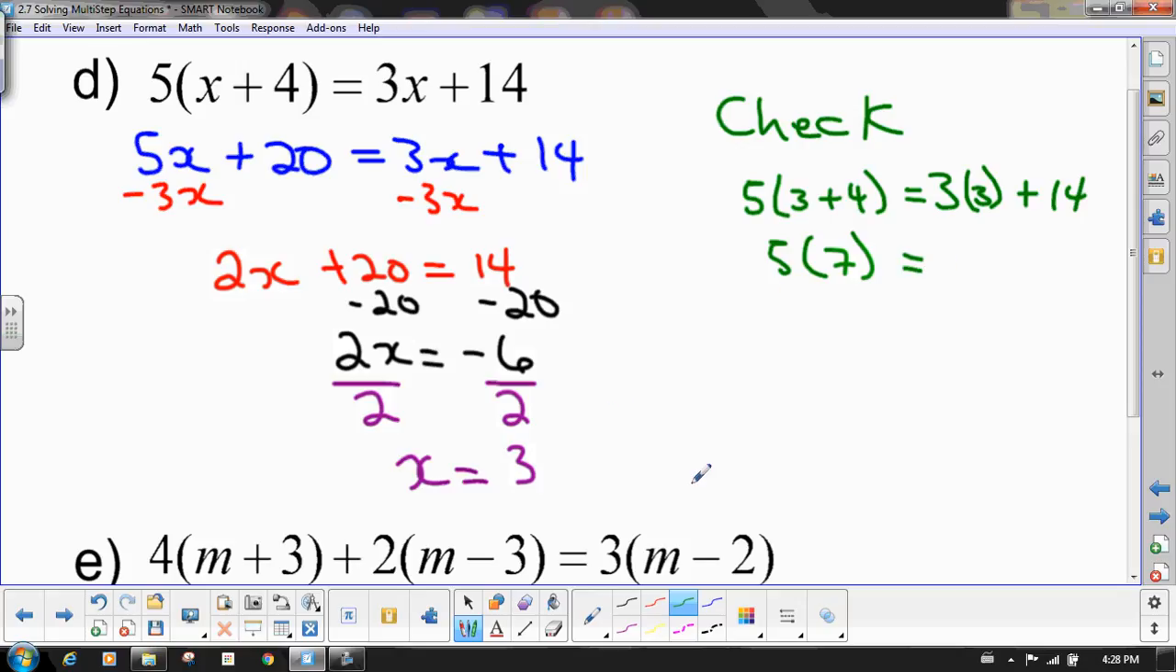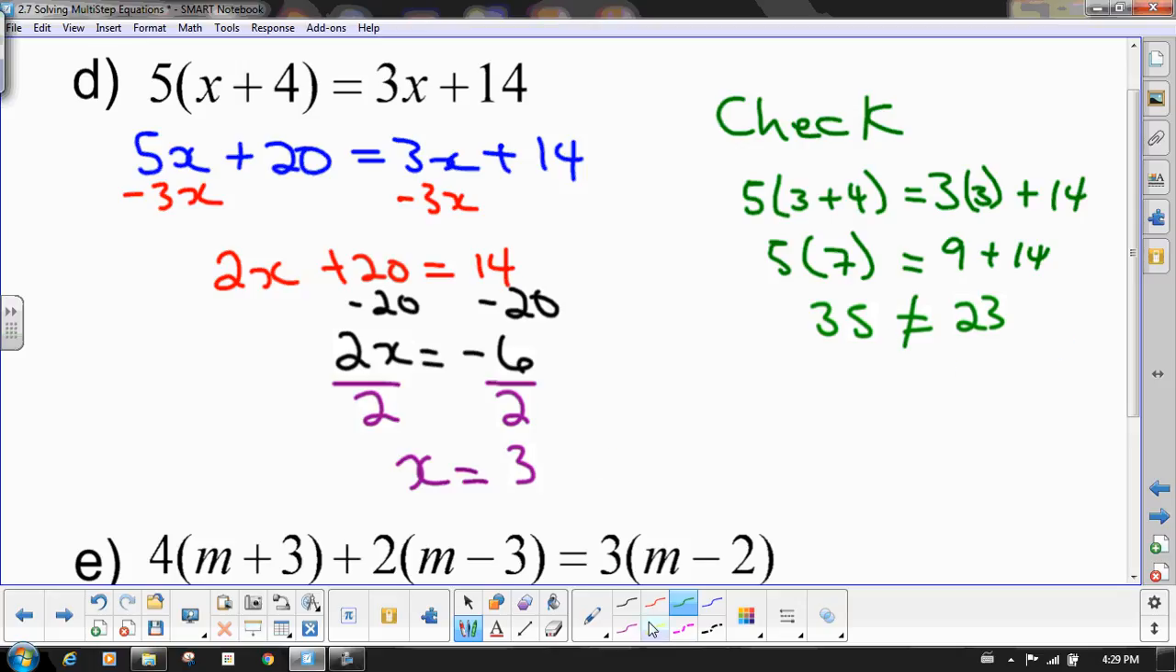Okay, so I have another mistake, and I'm realizing that as I'm trying to do my little check here, I'm not going to get the right answer. So actually, let's continue and see what happens. So 9 plus 14, so 35, does not equal 23. So that means I made something, or I did something wrong.